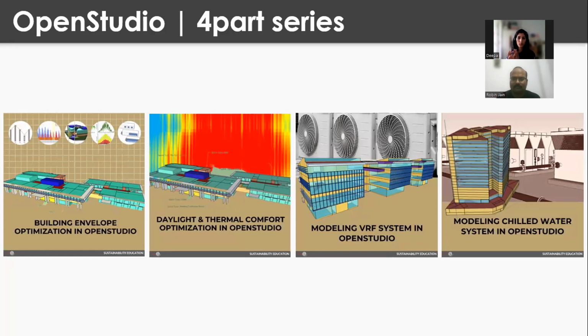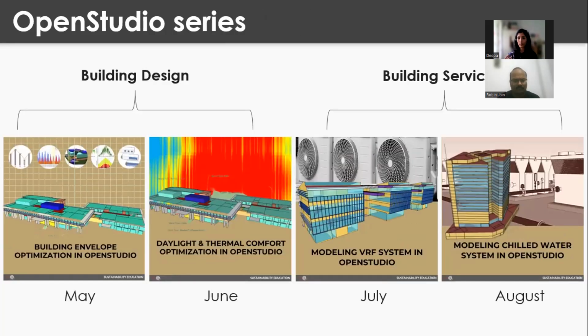The third and the fourth are focused on services, specifically HVAC systems. The third course is on the VRF system in OpenStudio, and then another one is on the chilled water system in OpenStudio. What we are bringing in here is LEED version 4 compliance in OpenStudio for both of these systems. Why did we pick these systems? Because they're largely used in most buildings. So if you learn to model these 2 systems, I think you'll find a lot of applications in real world projects. So the first 2 courses look at building design, and the last looks at system modeling. The focus is on that.